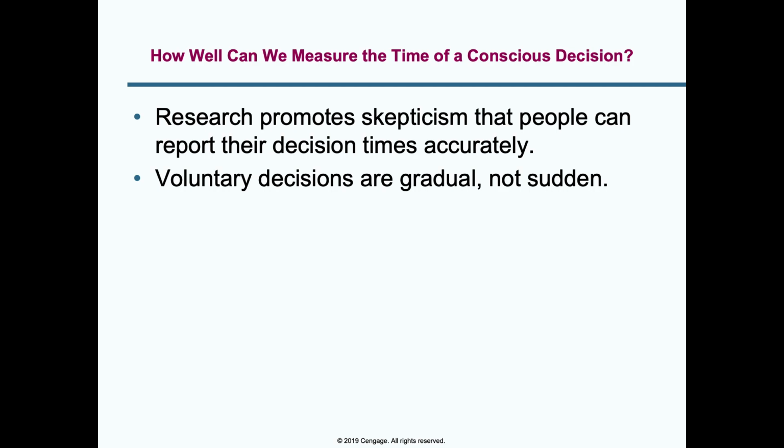So another example is I kicked my leg at 8 p.m., but my brain activity, my conscious decision to kick my leg, started, let's say, a minute earlier, 30 seconds earlier, 5 minutes earlier. We just don't have an answer to that question. That's what makes people skeptical of whether we can actually measure that time of the conscious decision.